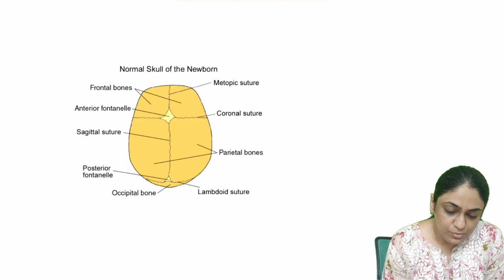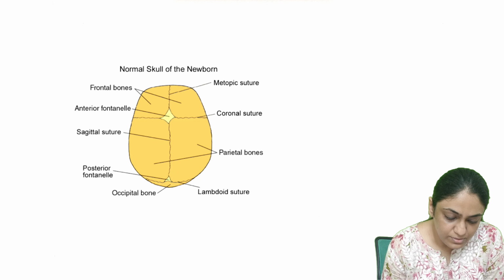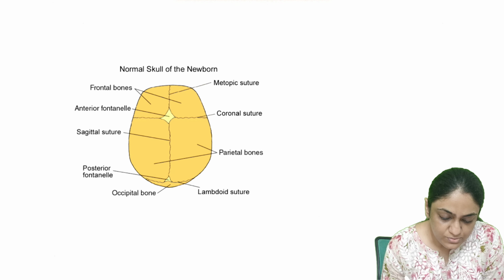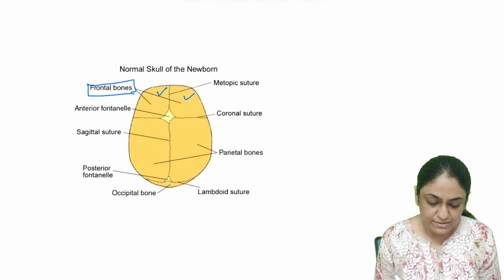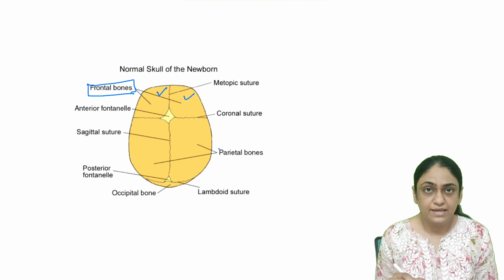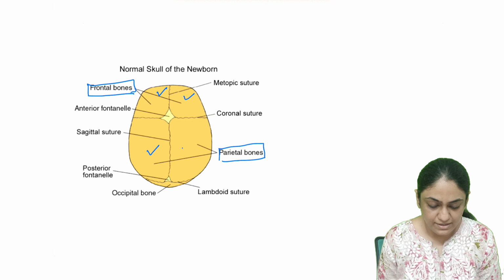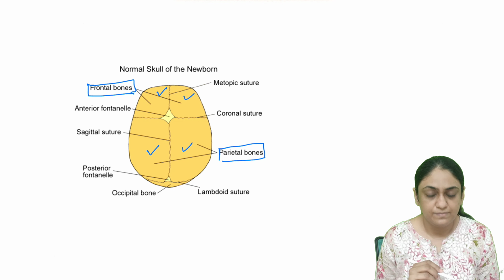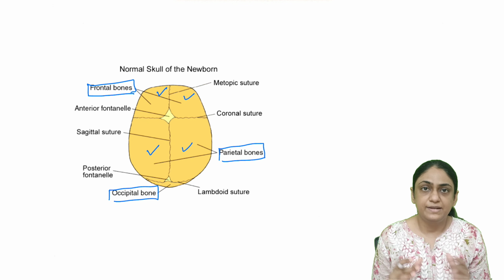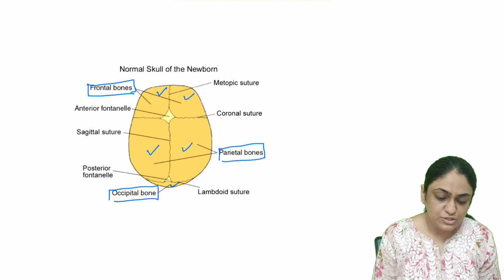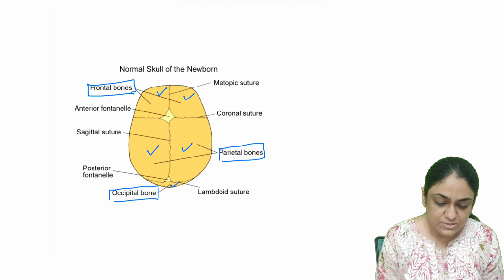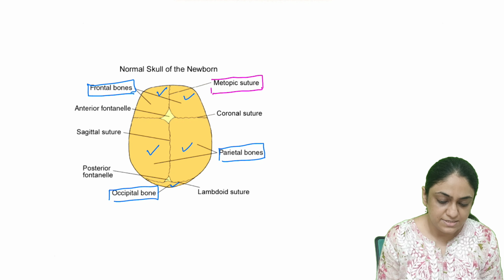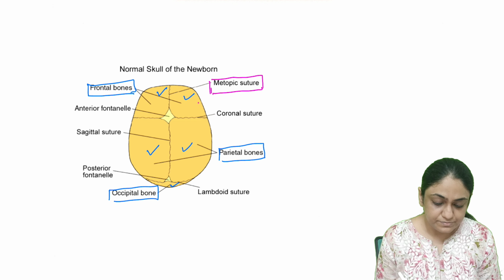We have frontal bones, everybody knows. We have 2 frontal bones in fact, which later fuse. We have 2 parietal bones, and then we have the occipital bone. Between the 2 frontal bones, we have something called the metopic suture. Metopic suture is present between 2 frontal bones.